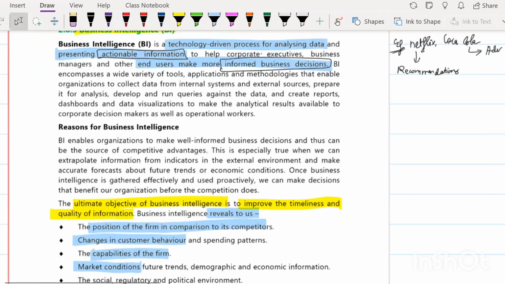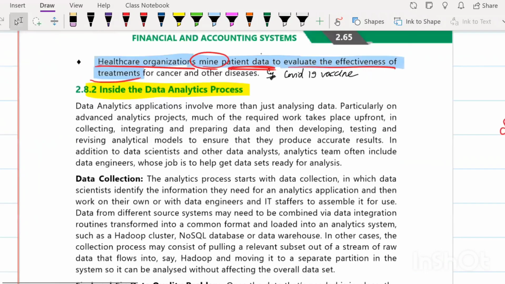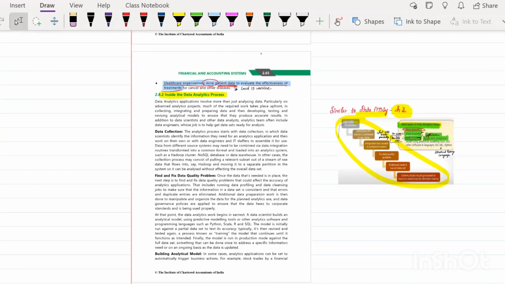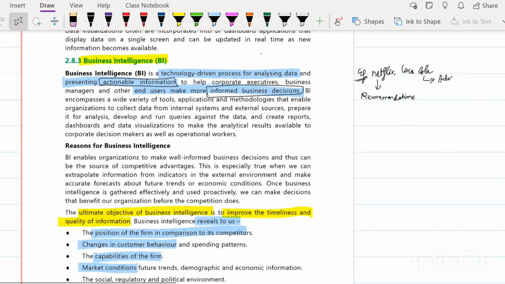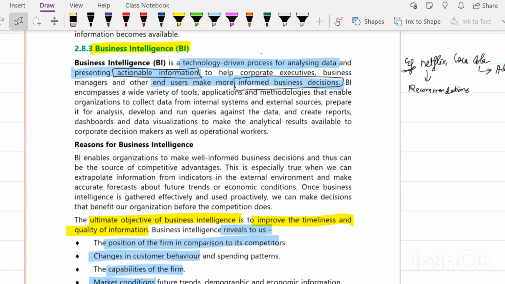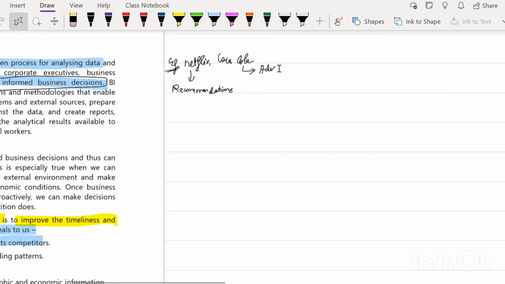Now we are going to move on to our next topic. We have now completed the data analytics topic. I'm going to move on to the next topic, which is business intelligence. So what is business intelligence? If you see, we can take the example of how intelligent business are.